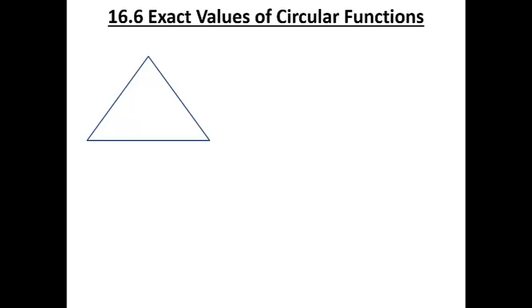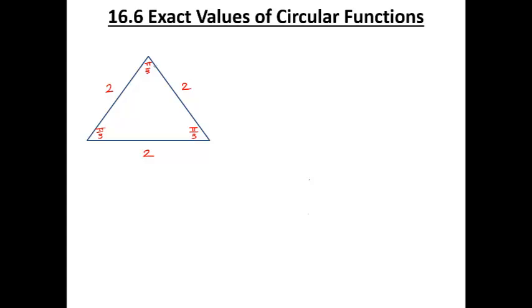Okay, in this section, we're going to continue to take a look at some exact values of the circular functions. So I'm going to show you some special triangles that are going to help you to be able to work these out. The first one is if we started with an equilateral triangle, that means each of the angles is 60 degrees, or in radians, pi over 3 radians. Now, if that triangle had a side length of 2, that means all of the sides would be 2.